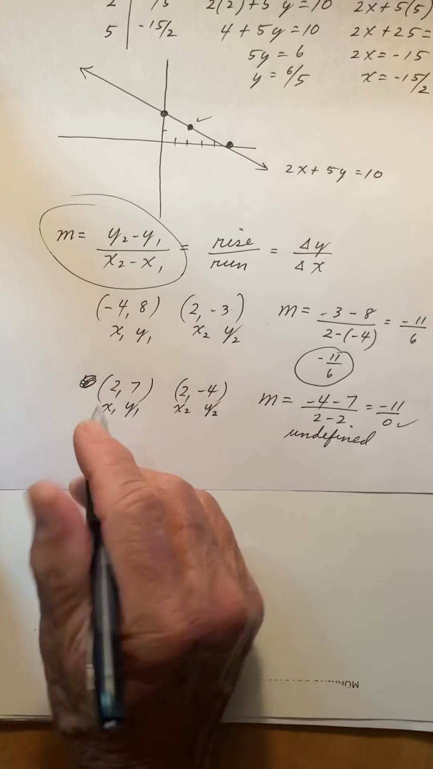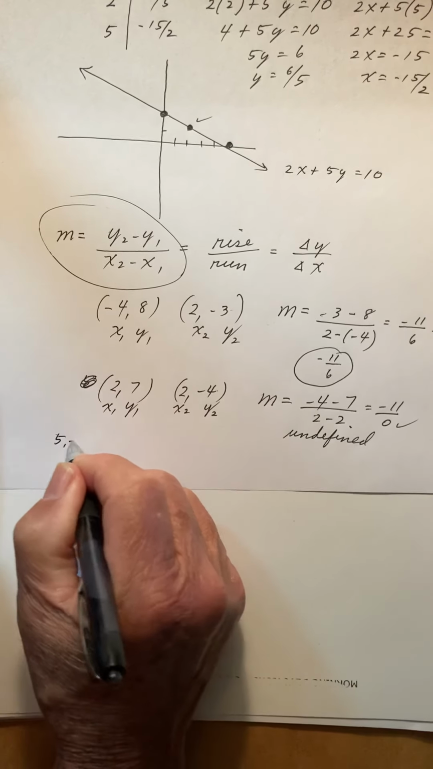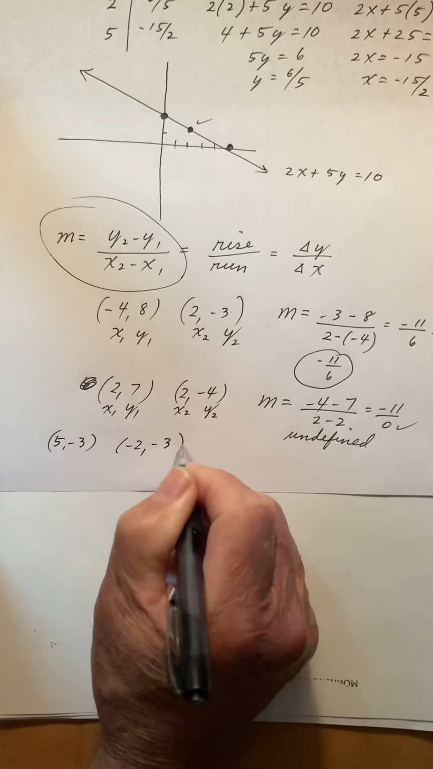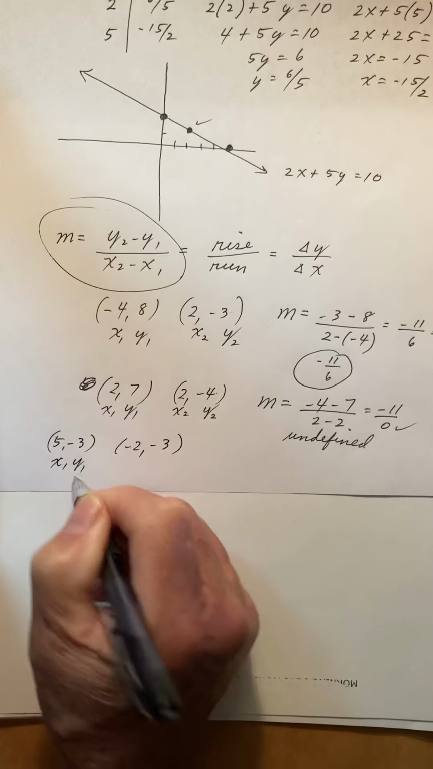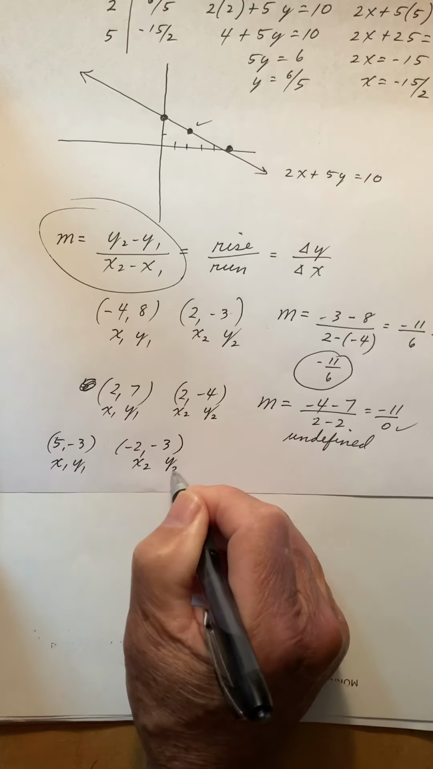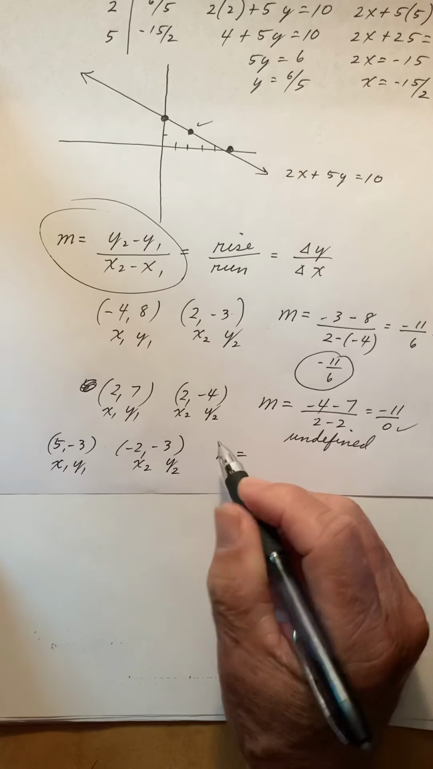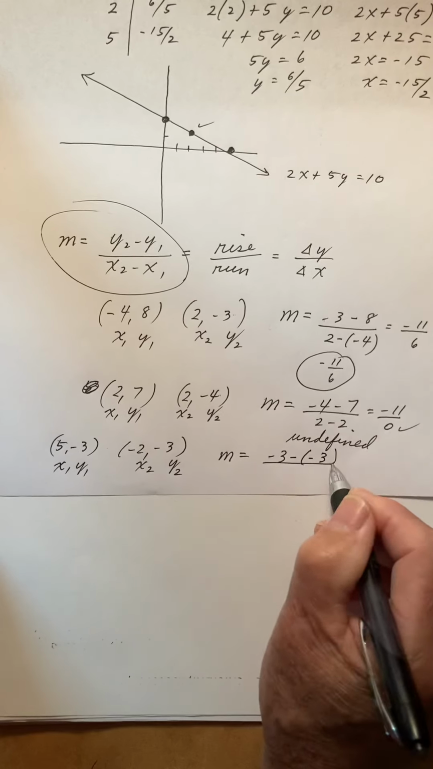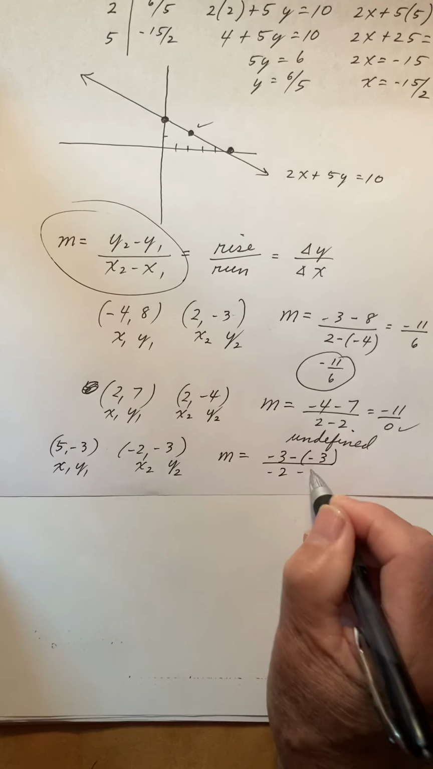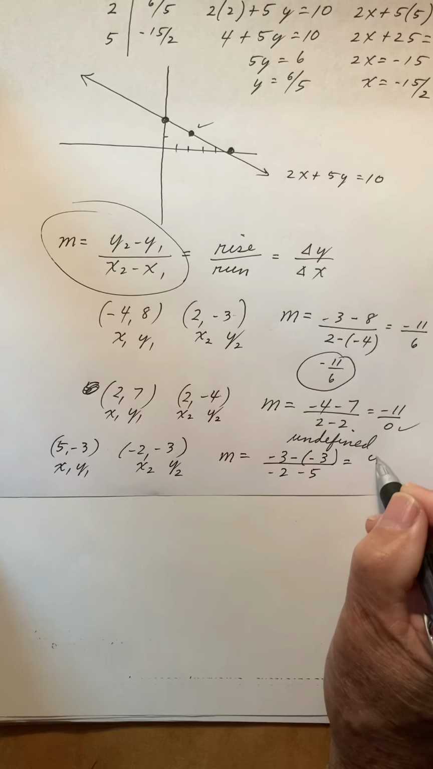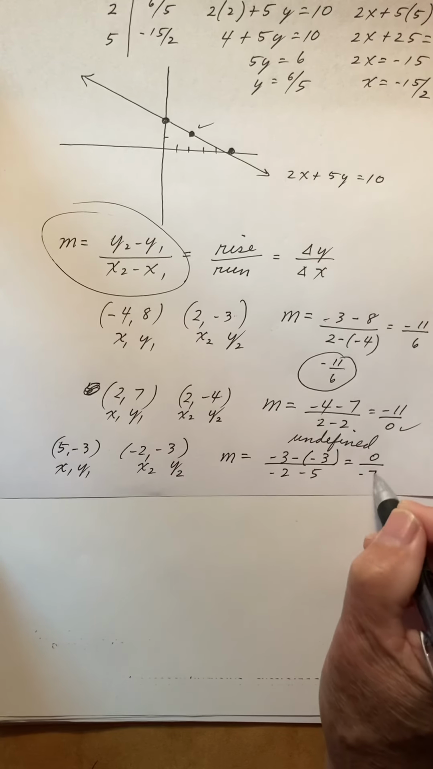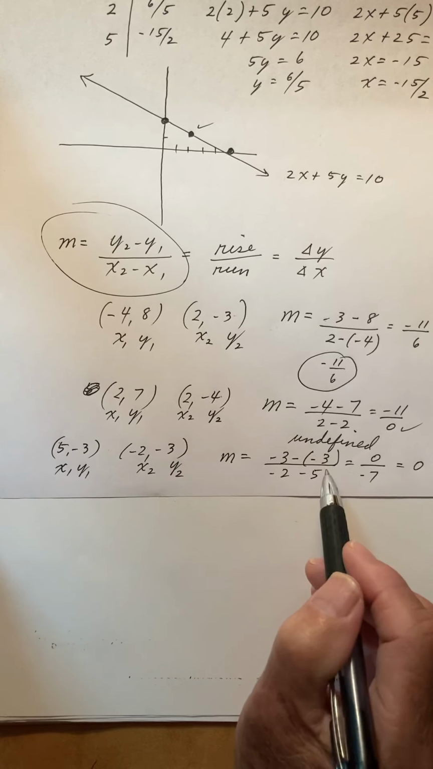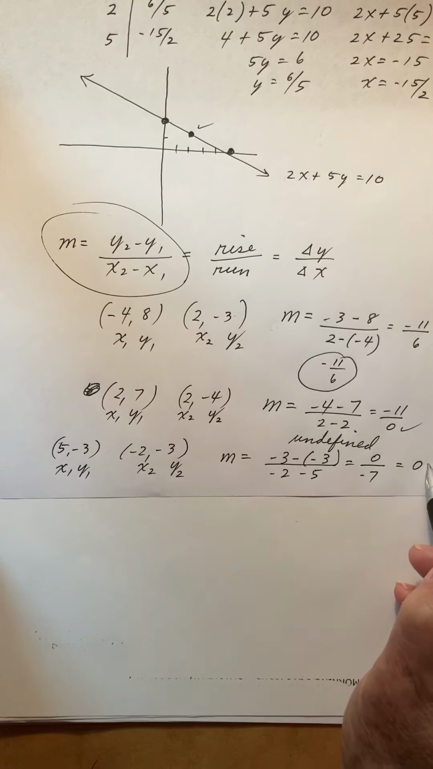And then one last example, 5 and negative 3, and negative 2 and negative 3. If I label this x1, y1, x2, y2, m will then be negative 3 minus a negative 3 over negative 2 minus 5. So this time we get a 0 in the numerator and negative 7 in the denominator, but that equals 0. That means that the slope is equal to 0.